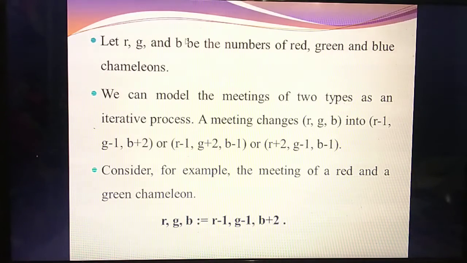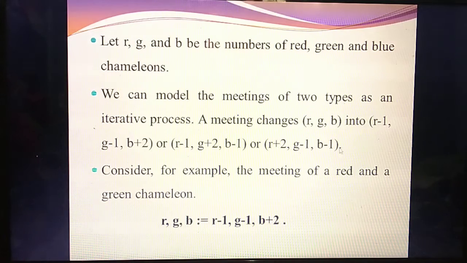So what have they given in the question? If they conduct meetings between any two types, then they will change to the third color. So we are going to model this process as iterative. What do you mean by iterative? That means the same process will repeat again and again. So you are going to arrange the meeting between two types of chameleons as an iterative process. Understand?